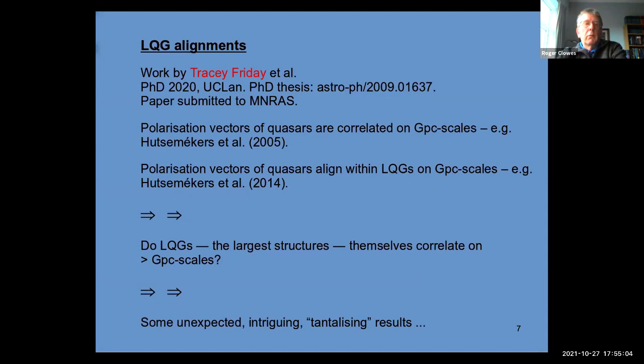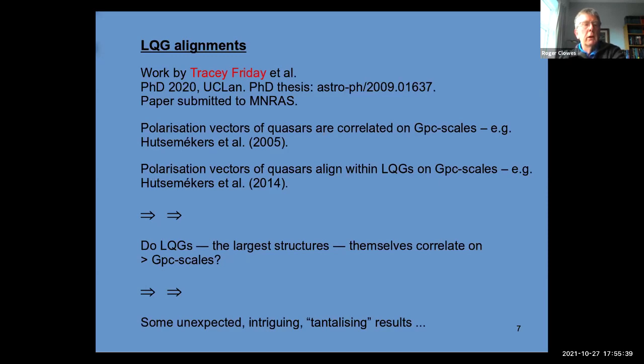So now the main thing I want to talk about is this work by Tracy Friday, who was a PhD student here. She got her PhD last year, but she's no longer in astronomy. So you can find out more detail about this work by looking at her thesis, which is on the archive. And we've also just submitted the paper on this to Monthly Notices. And in part, the work was inspired by the work by Hutsemékers et al.